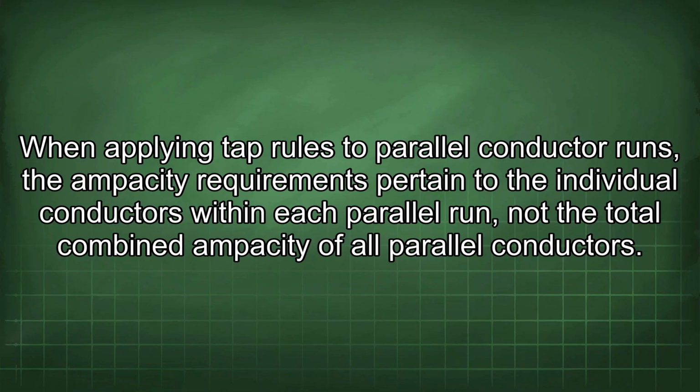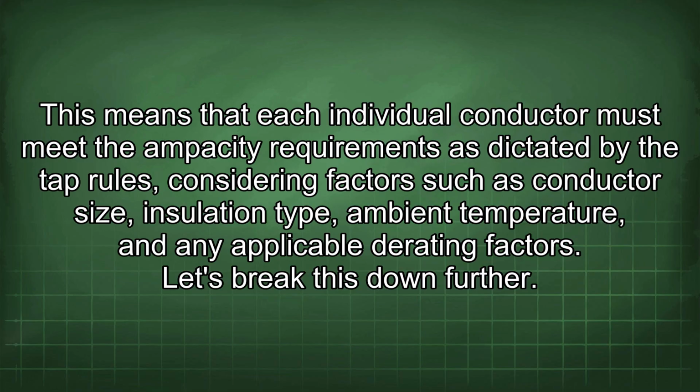When applying tap rules to parallel conductor runs, the ampacity requirements pertain to the individual conductors within each parallel run, not the total combined ampacity of all parallel conductors. This means that each individual conductor must meet the ampacity requirements as dictated by the tap rules, considering factors such as conductor size, insulation type, ambient temperature, and any applicable derating factors. Let's break this down further.